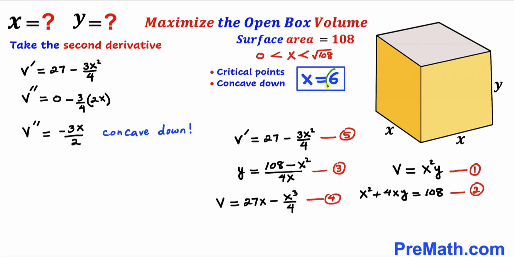And since our x value is 6, we can see that the second derivative of this volume turns out to be a negative value. So this is going to be concave down. So the function is going to have the maximum value at x equal to 6 indeed. In other words, we have a concave down, and this x equal to 6 is our critical point. So that is going to yield the maximum value.